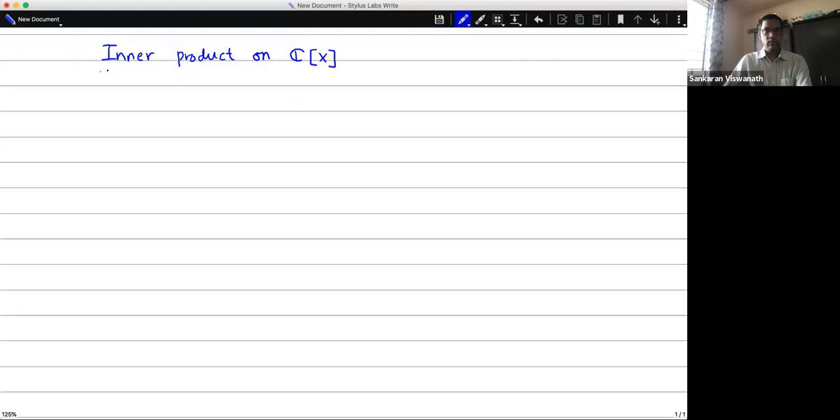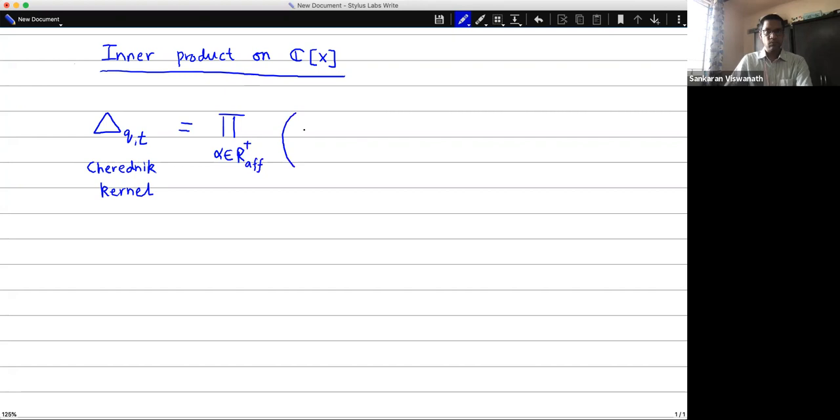To define this, I'll need something called the Sheridanic kernel. This is delta sub qt, defined as follows. It's a product over all positive roots R plus of the affine Lie algebra here. I'll explain this in a moment. You take the product of 1 minus x to the alpha over 1 minus t x to the alpha.